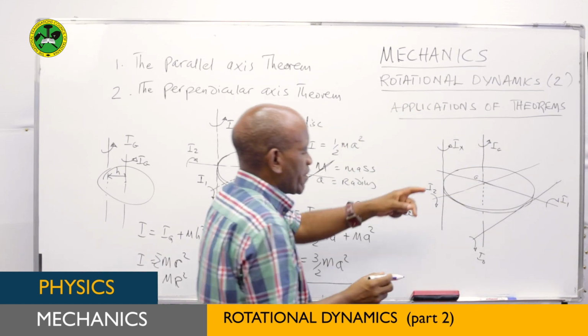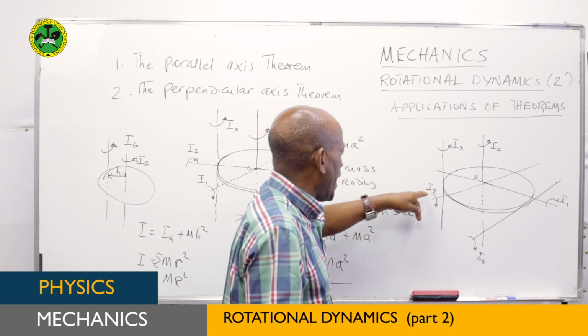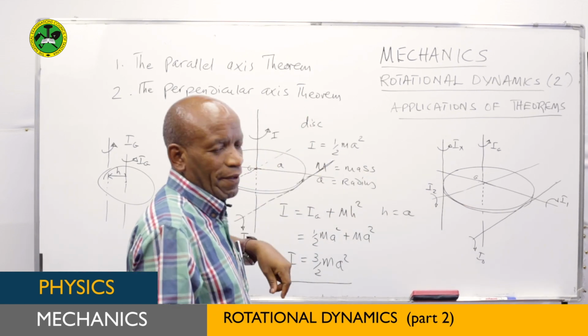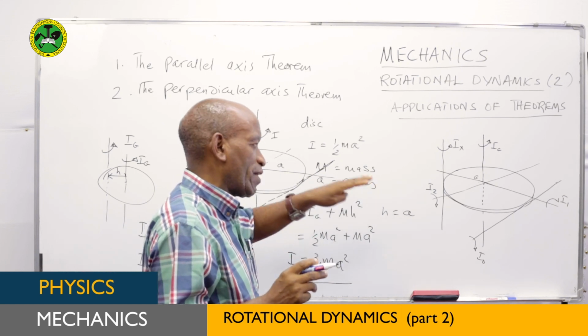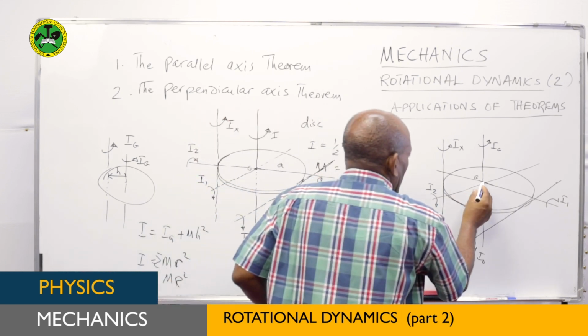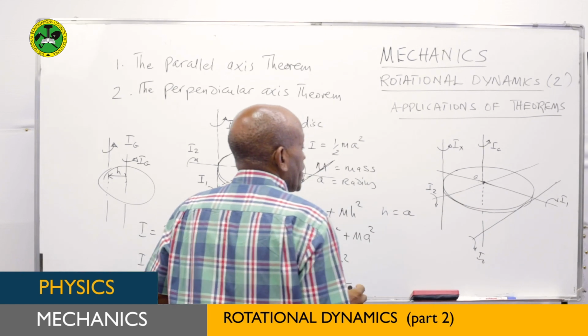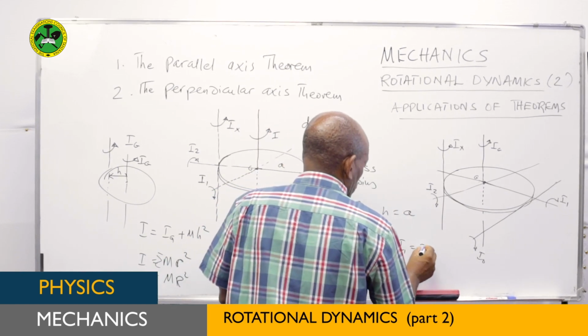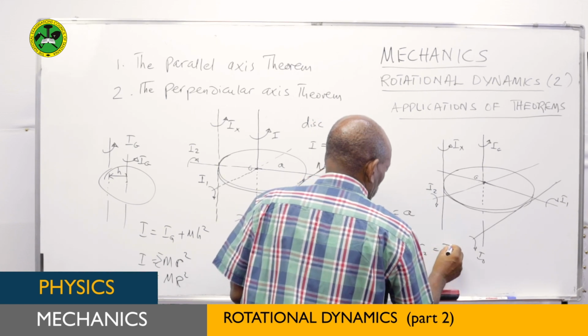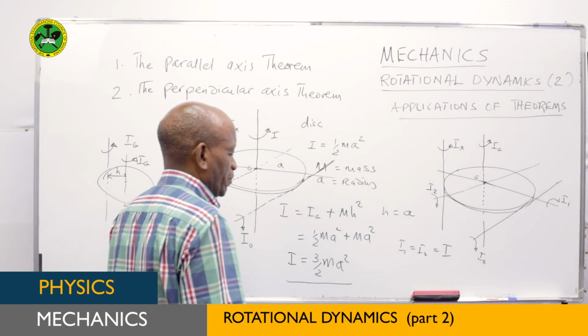So as long as I1 and I2 are perpendicular to each other and they are passing over the same disk, over the same plane through the center, then the two moments of inertia will just be the same. That is, I1 will just be equal to I2. Let me call this equal to I, for example.